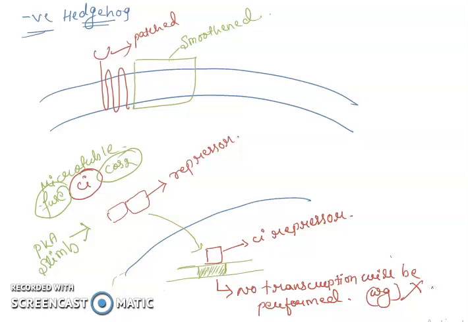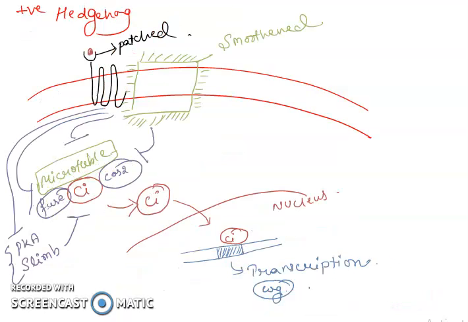Again we will revise this: what is taking place in the presence and in the absence of Hedgehog. See, in the presence of Hedgehog, there was a receptor called Patched. It is a 12 transmembrane protein, and it is acting as a receptor. In the presence of Hedgehog, this Patched will be activated. When Patched is activated, it will activate Smoothened. And the work of Smoothened is to inhibit the factors like microtubule, Fused and Cos2, which were bound to the Ci and were not allowing the Ci to perform its work, that is, further transcription.